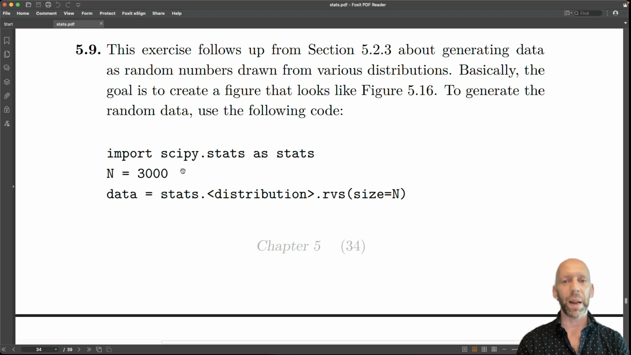And the general format of this code looks something like this. You will say stats dot, where stats is this module in the scipy library, and then some name of a distribution, dot RVS, which stands for random variates, or random variables, random numbers. And then some number of inputs. You're generally always going to input a size. Some distributions require some additional inputs. Other distributions have some default settings for inputs, but they generally follow this kind of formula.